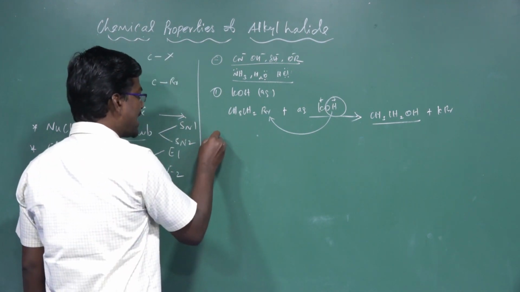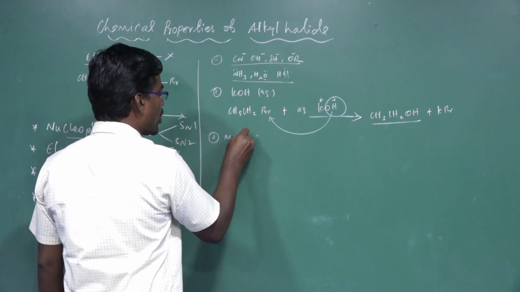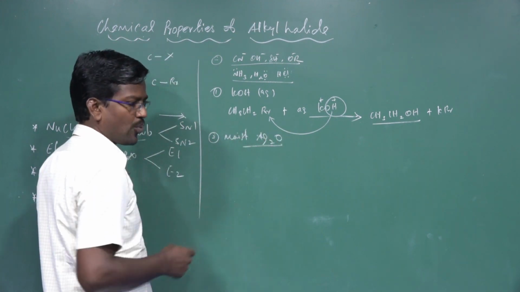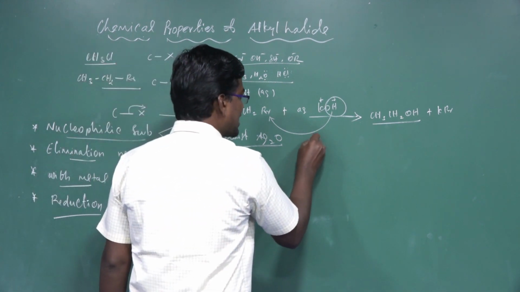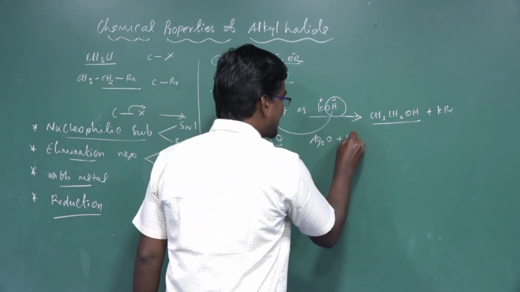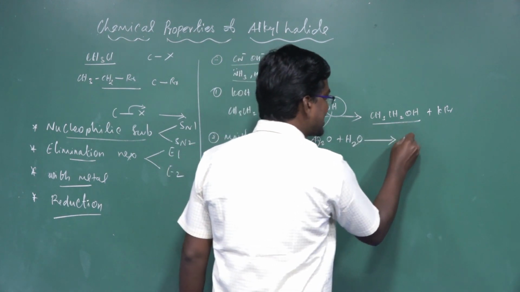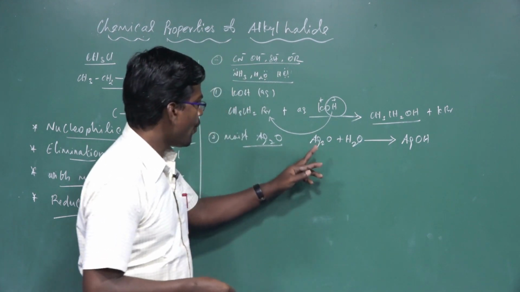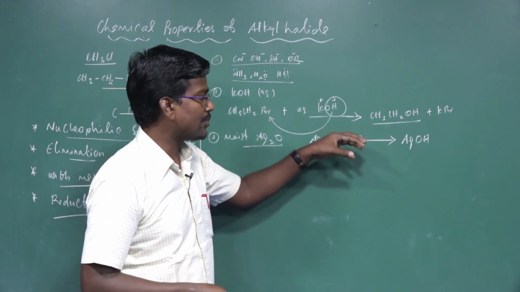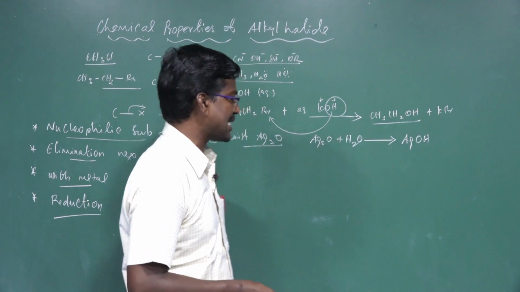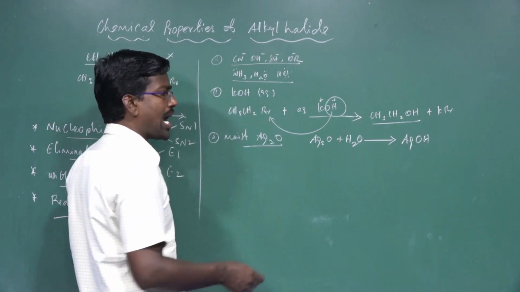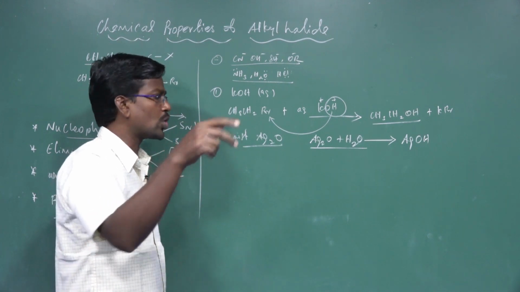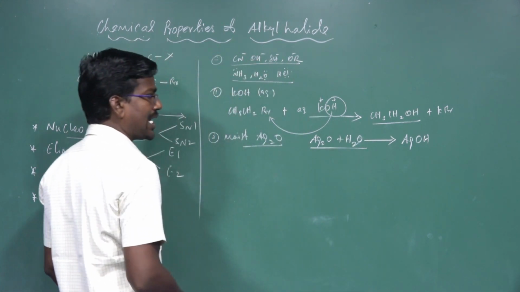Another one, moist silver oxide, Ag2O. What is the meaning of moist silver oxide? Silver oxide, Ag2O, suspended in water forms silver hydroxide, AgOH. So moist silver oxide is nothing but silver hydroxide. Silver hydroxide is otherwise called moist silver oxide. Moist silver oxide means silver oxide suspended in water to form silver hydroxide.